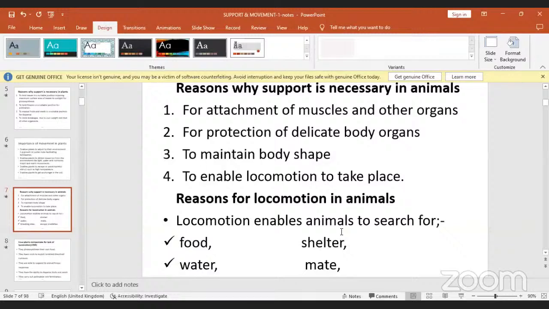And why do we need this locomotion as animals? For example, we need it to be able to search for food. I know before this lesson or after this lesson, you will go to the kitchen to get food for yourself, maybe a drink or something. You change positions. For example, you're able to move to the house or somewhere to shelter because you're able to locomote, to get water, to get a mate. And you're able to move from one place to another to get a mate. So that is the essence of locomotion in animals.